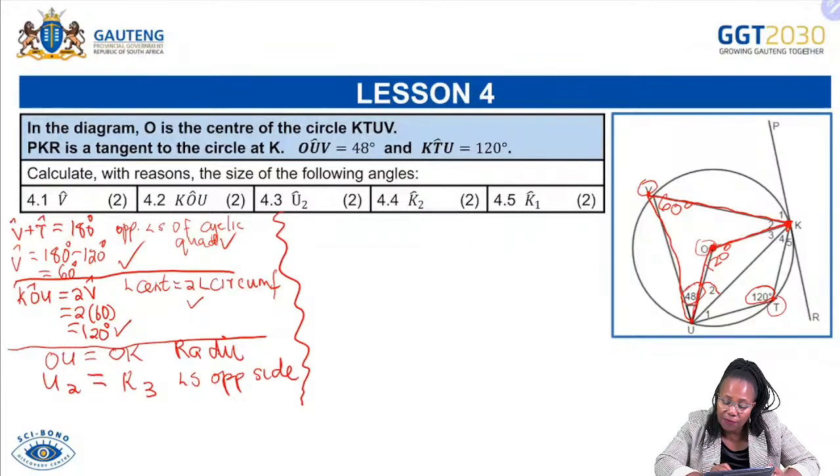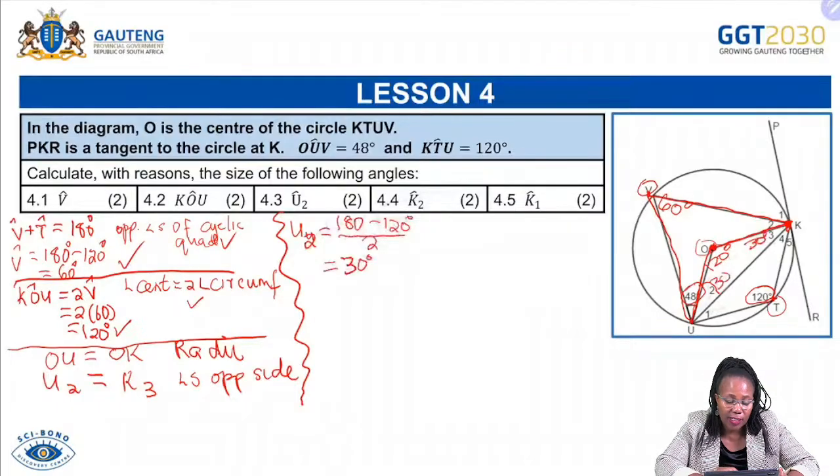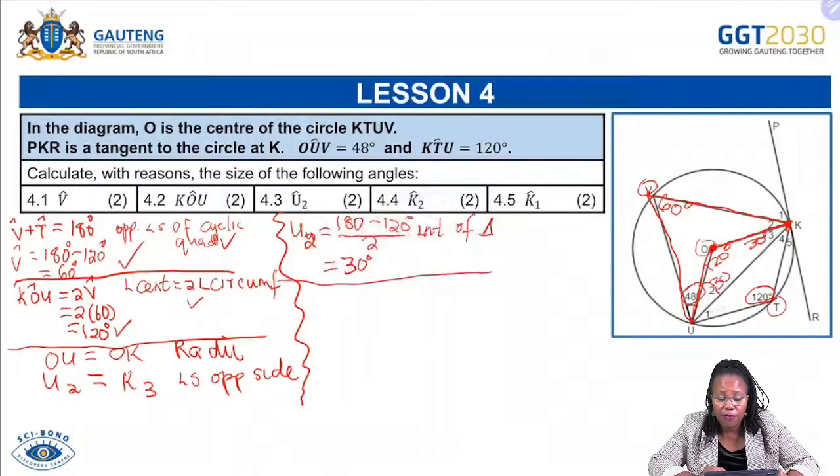So now in the sum of that triangle, in order to find U2, we are going to take 180 degrees and subtract 120 and share equally what is remaining between the two angles because they are equal. So that will be 60 divided by 2. That means each will be 30 and 30 here. And ensure that when you add them, they give you 180. This is because of the sum of the interior angles of a triangle. And then now K2.